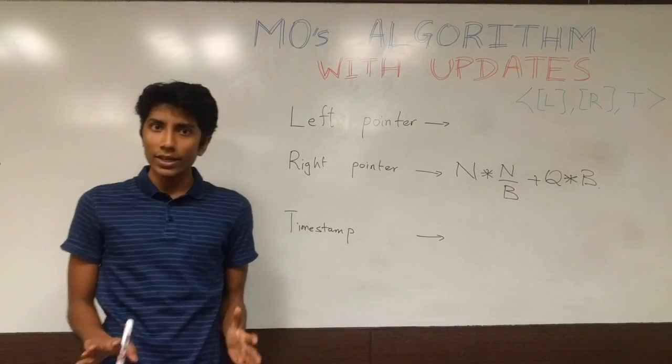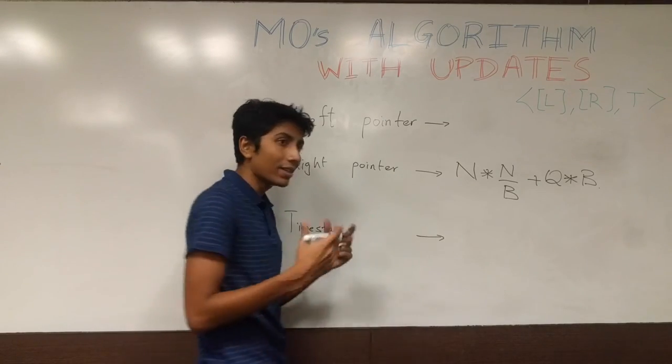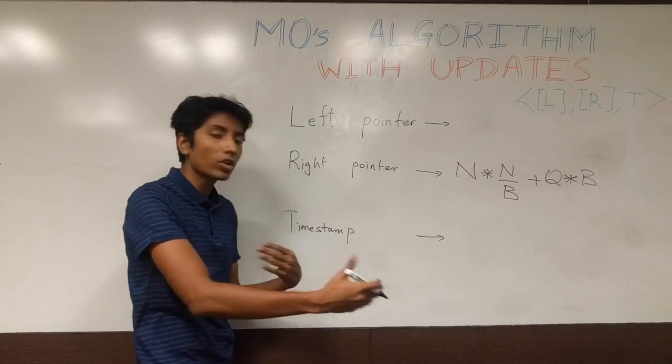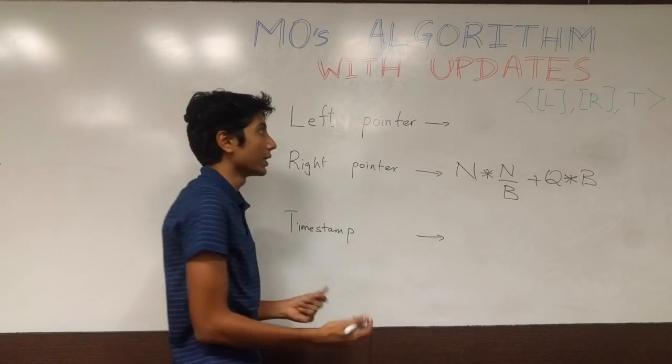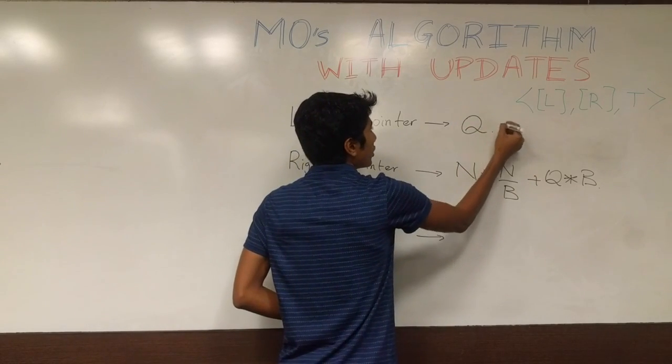The left pointer analysis is very similar to Mo's algorithm. You have for every given query at most movement of B, because the left pointer is constrained by that block B. So that is equal to Q into B.